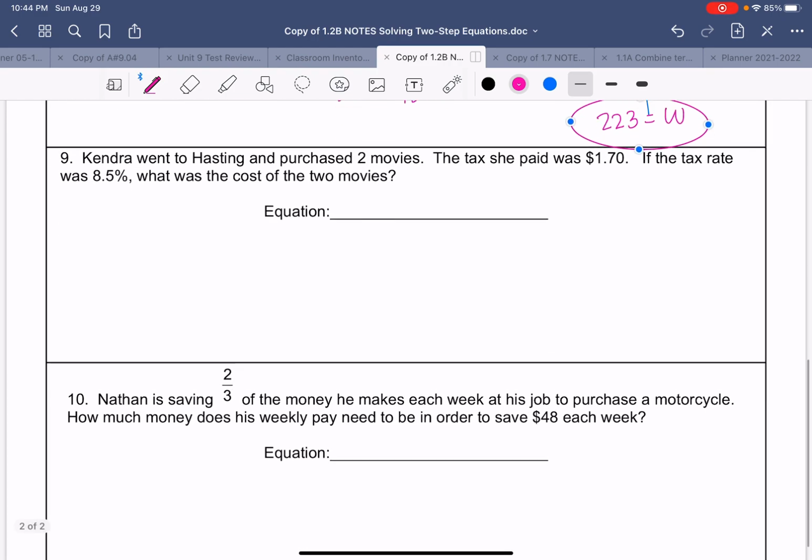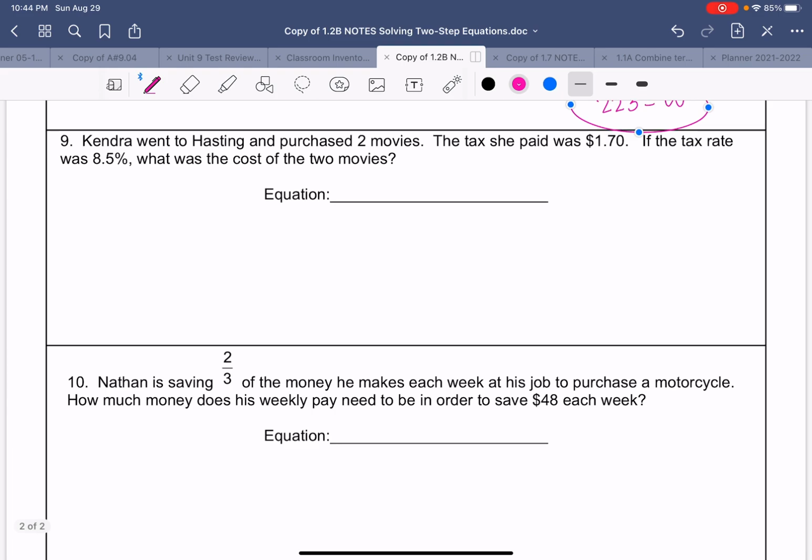All right. Number 9. Kendra went to Hastings and purchased 2 movies. The tax she paid was $1.70. If the tax rate is 8.5%, what was the cost of the 2 movies? So the cost of the 2 movies is our unknown variable. So I'm going to use that as X.